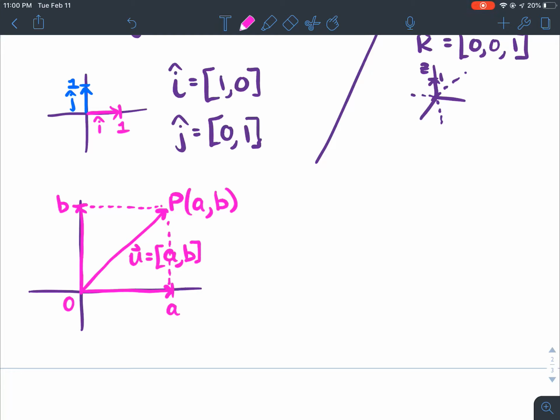We're going to call this vector U and give it the coordinates (A, B). Okay, so if we wanted to represent this as a unit vector, we could do it. So bear with me here, but if we wanted to say vector U, we could actually say A i hat plus B j hat.